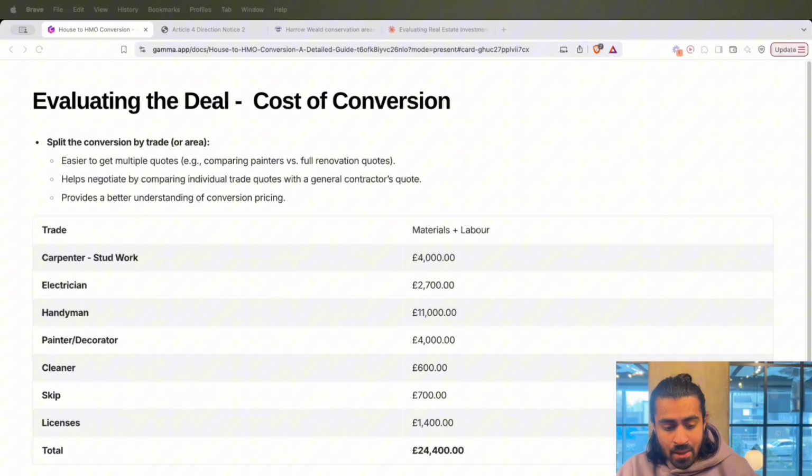Then you have the painter decorator, which is essentially just painting, maybe some touch-ups here and there to make the place look nicer. We had cleaner costs, which is £600. We had skip costs, which is £700, and then we also have licensing, which is £1,400. That's like the HMO license, maybe a fire risk assessment, things of that nature. So the total cost of this project was £24,400.